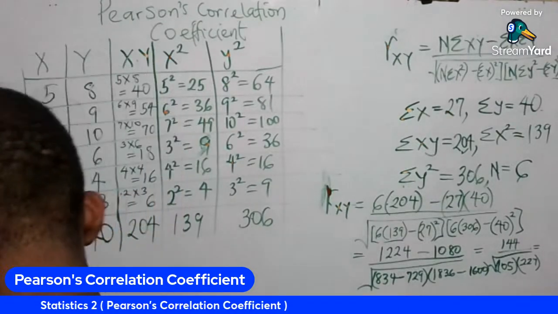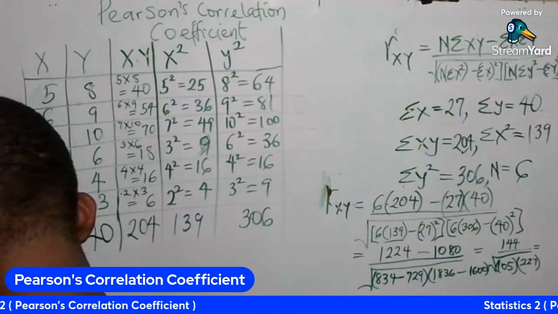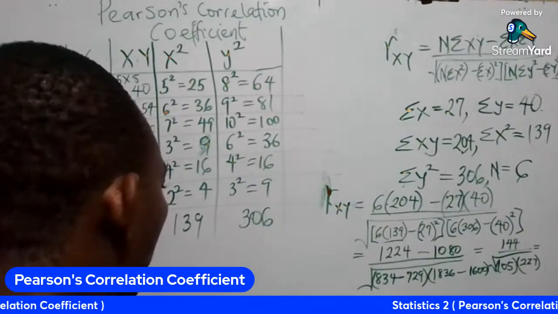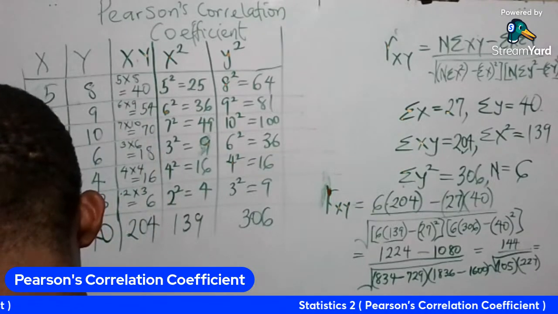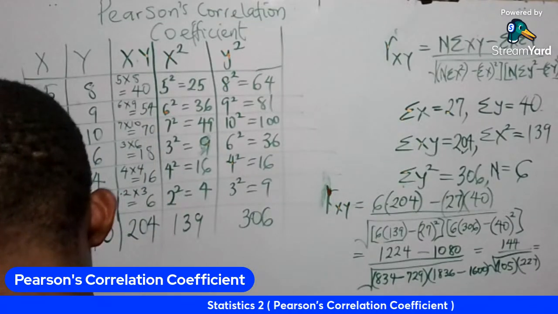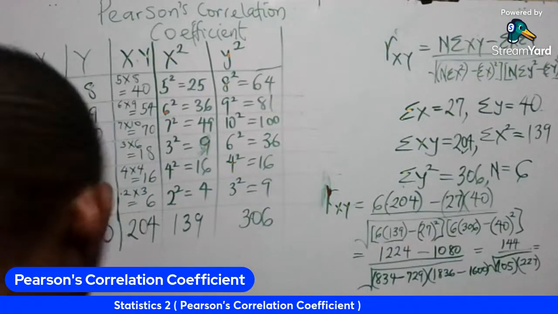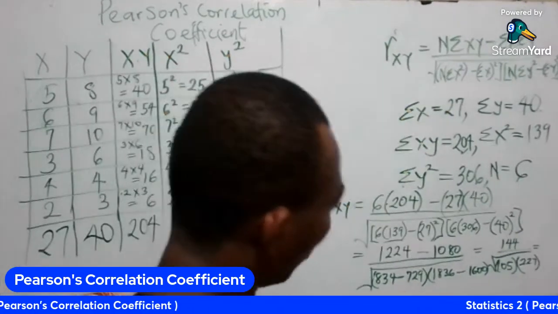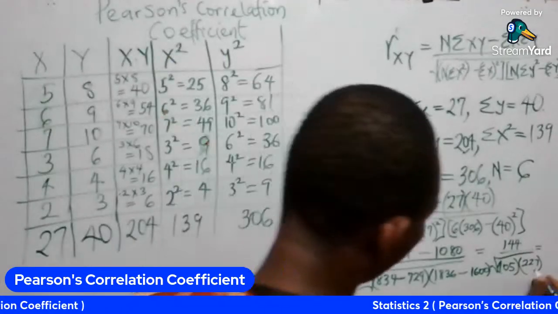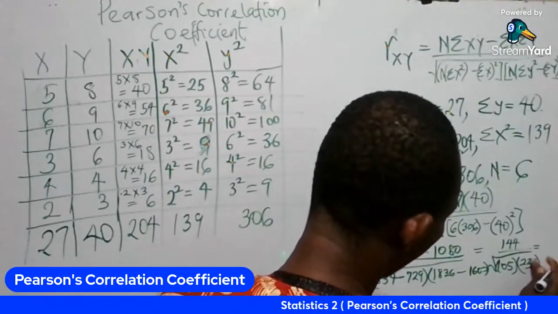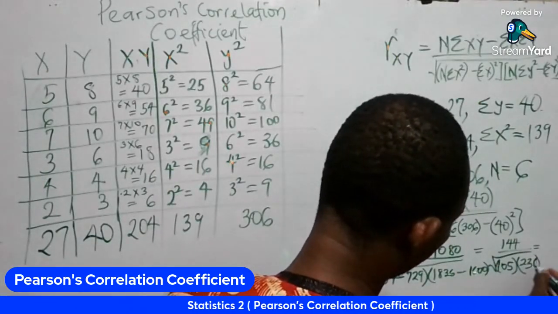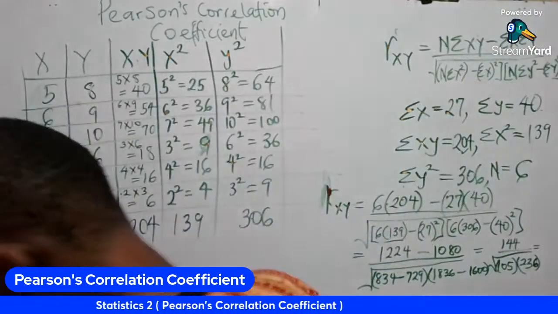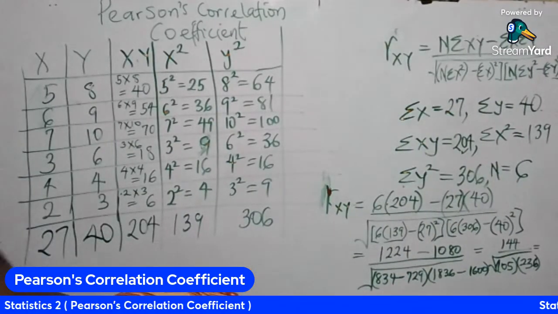$183,1,836 minus 1,600. That's 236. Yes, thank you. That person is trying to tell me that it is 236. Okay, 236.